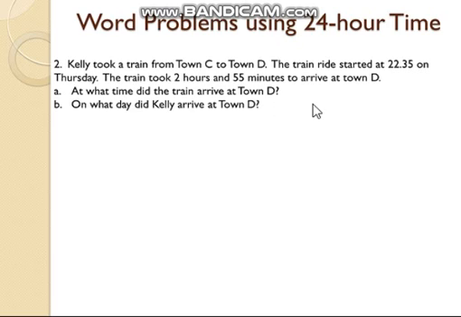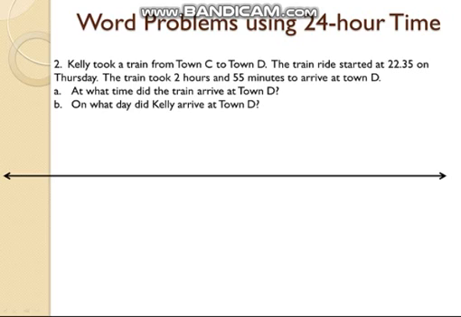From reading this information, we know the starting time and the duration, but we do not know the arrival time. So how do we do this one? Just the same again. What we need to do first is draw the timeline. We draw the timeline, and we know the starting time, so let's write it down here, 22:35. And then we also know the duration, 2 hours and 55 minutes.